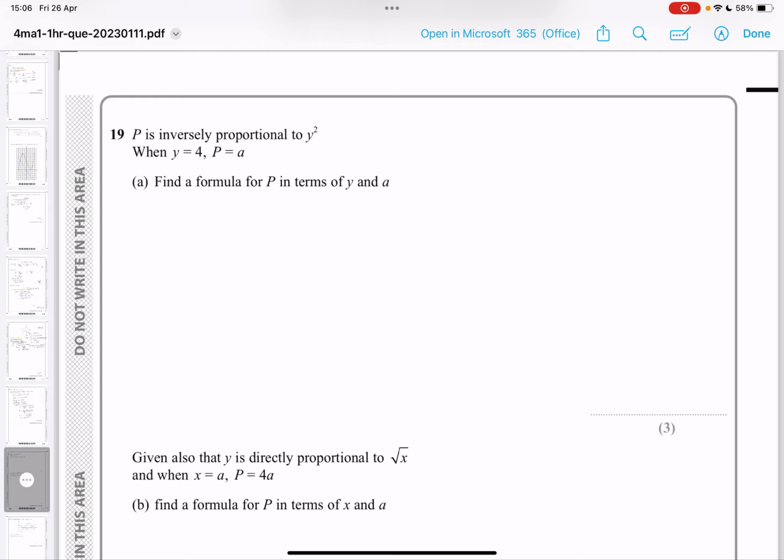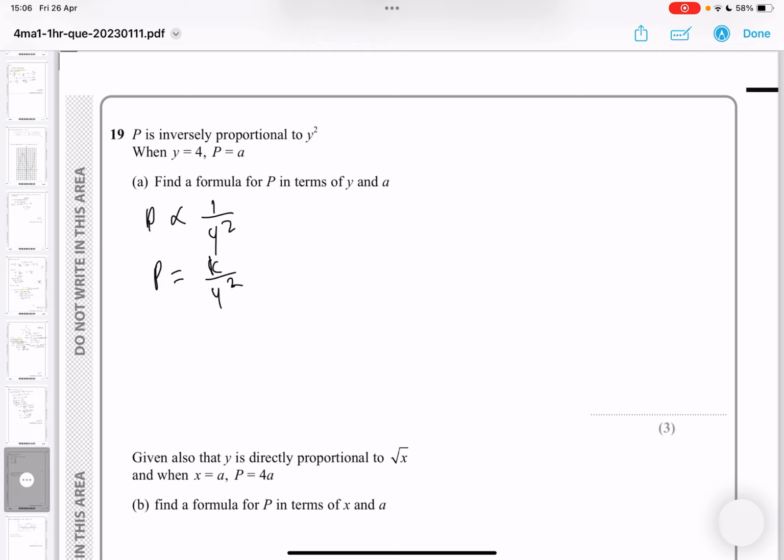So, as soon as you see inversely proportional or directly proportional, you write an equation. P is inversely proportional to y squared, so you write p is proportional to 1 over y squared. Okay? That's how you write inversely proportional. And now we need to make this into an equation. P equals, you substitute the proportional sign for a k, a constant. So p equals k over y squared.